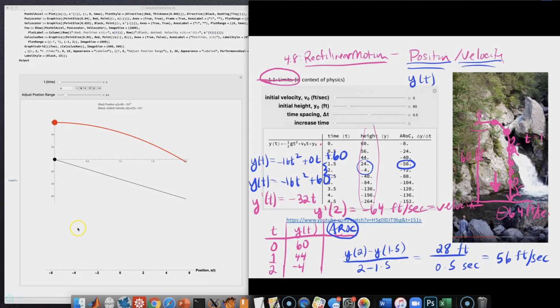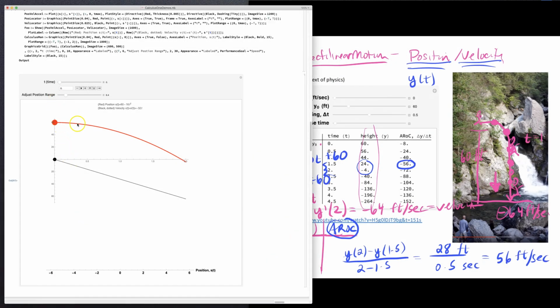What we're seeing over here on the left is exactly the kind of problem we saw with the pong paddle problem. Notice that as time is changing, we can see the red dot, which is the position function. We started at 60 feet, and as time continues on, the object position is getting closer and closer to 0, which is the ground or the water. You can see that the velocity is the black dot, that is the -32t. The velocity is always negative, meaning that the object is always falling downward.